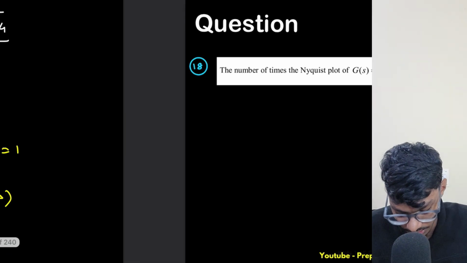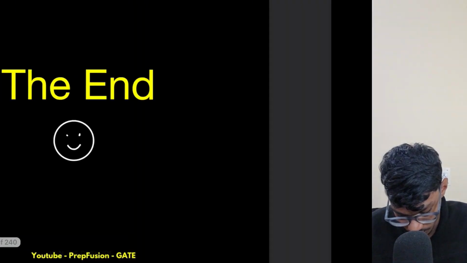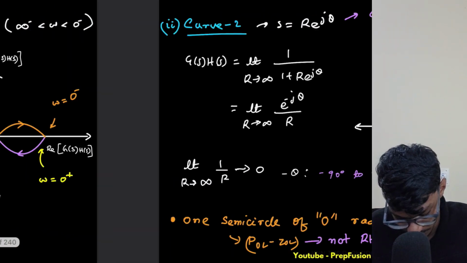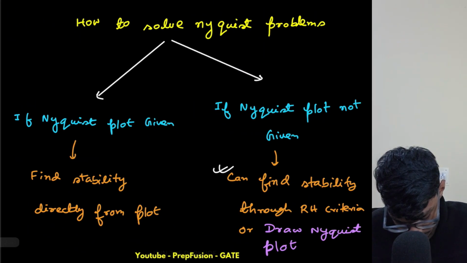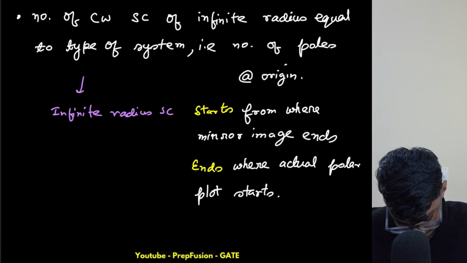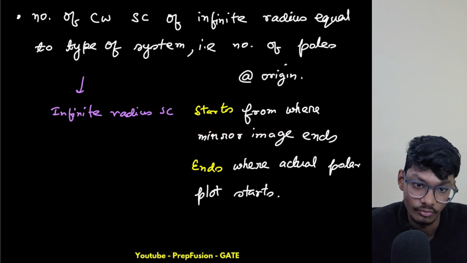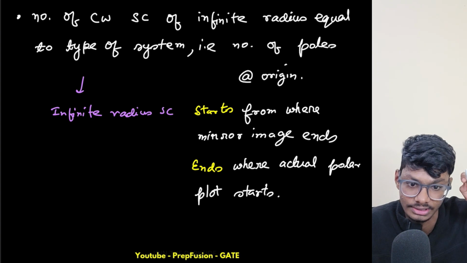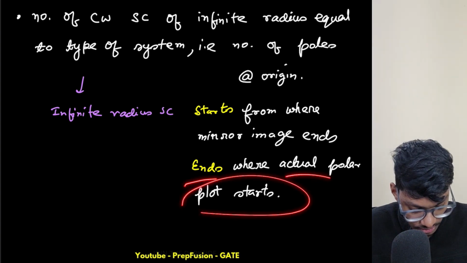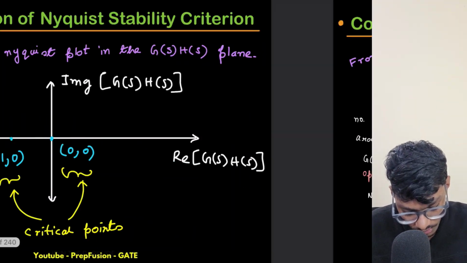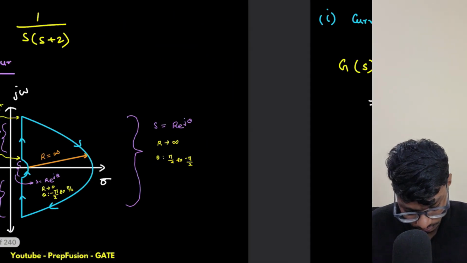I have told this in one of the short notes. If I just go back there, it shows that every concept is getting used, right? Where was it? Yeah, it starts from where my mirror image ends. Where does the mirror image end? At omega equals 0 minus. That's where my mirror image has ended, and it ends where my actual polar plot starts. Okay, I hope you understand this.